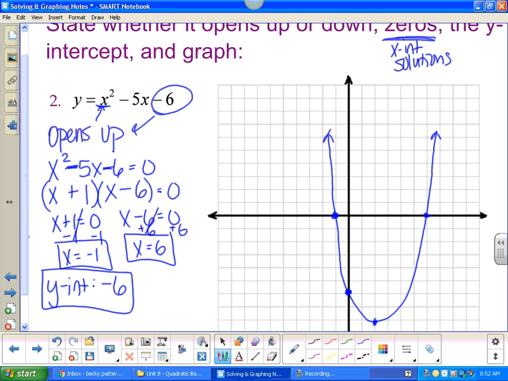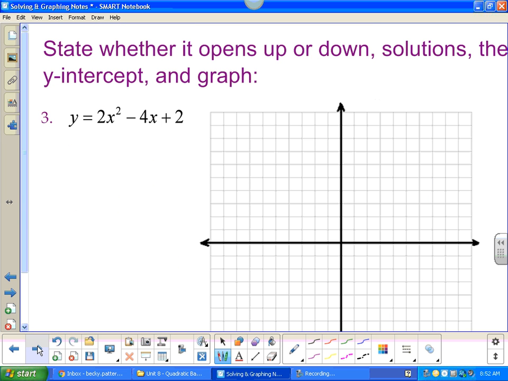But it has x-intercepts at -1 and 6. It has a y-intercept at -6, and it opens up. Okay, yes, this is a parabola. It's got an x squared. And I know it opens up because that's 2 and that's positive.